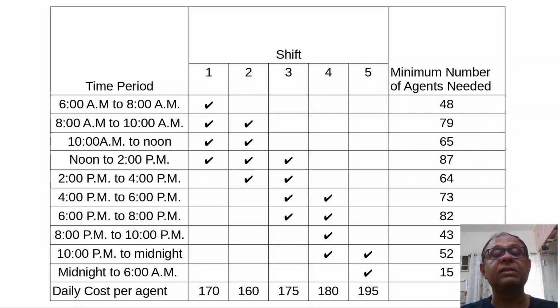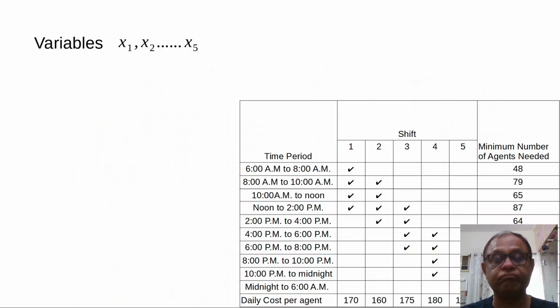The problem here is, how do we decide how many agents we should call per shift so that the cost of hiring them per day is minimized? So the variables here are x1, x2 till x5, where x stands for the number of agents in a particular shift, where x1, for example, stands for the number of agents in shift number 1. x2 stands for the number of agents in shift number 2, and so on.